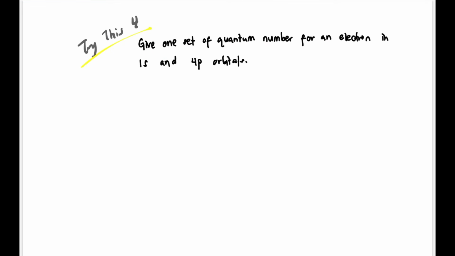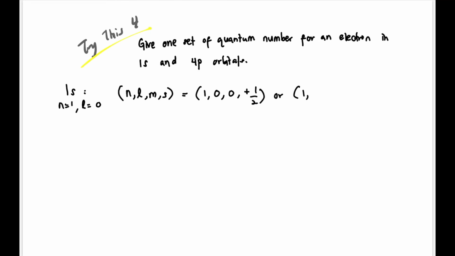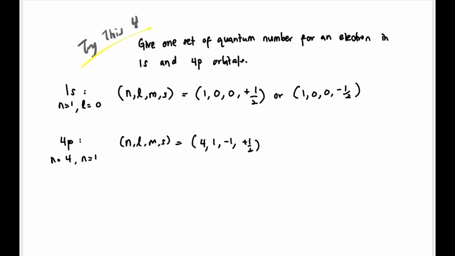Try this 4. Give one set of quantum numbers for an electron in 1s and 4p orbitals. Jadi, untuk yang 1s orbital, n equal to 1, L equal to 0, m equal to 0, s equal to positive half or negative half. So, ada 2 set untuk yang 1s. Kalau 4p, n equal to 4, L equal to 1 ya, bukan n equal to 1 sana. So n, L, m, s, so 4, 1, negative 1, positive half, or 4, 1, negative 1, negative half.